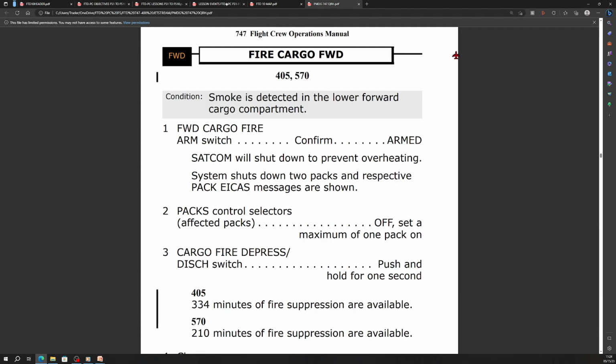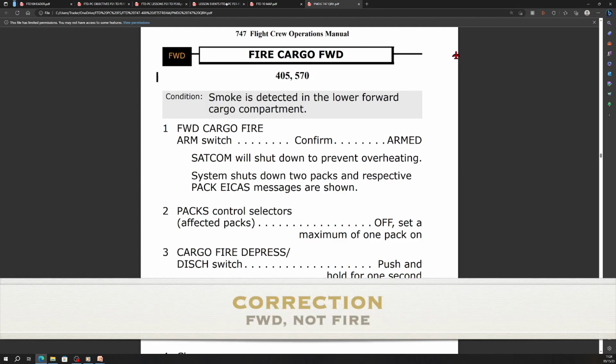So we'll get the master warning and the bell and the forward light on the cargo compartment overhead panel. And the condition will be that smoke is detected in the lower forward cargo compartment. And then fire cargo arm switch confirm armed. So that's going to be a confirmation. Again, as the pilot monitoring, I'd probably read this whole thing first. Fire cargo, fire arm switch, confirm armed.